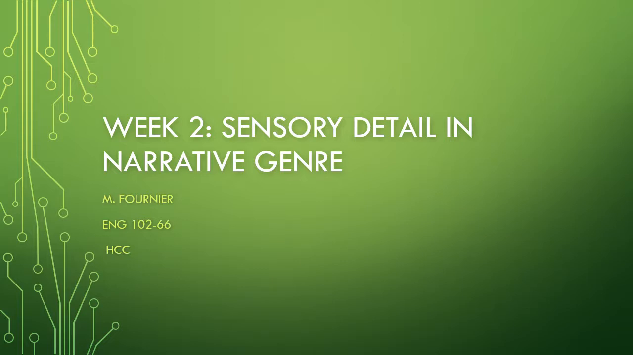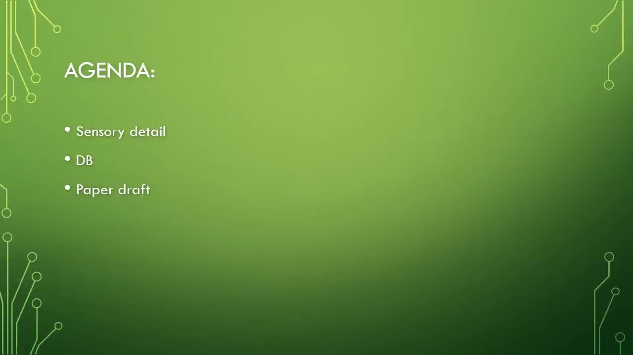Thanks for taking a look at this second video for English 102, Section 66. In the spring semester at Holyoke Community College, we're going to be talking about using sensory detail in the narrative genre because you have a discussion board assignment and a paper assignment this week that are asking you to use the narrative genre. So we're going to talk about how you can use sensory detail in the discussion board and in the paper draft that's due this week.